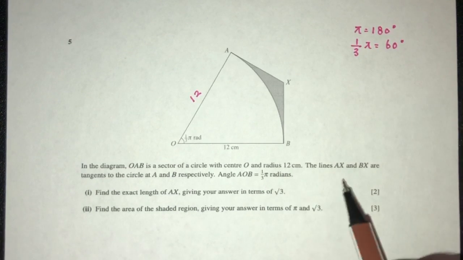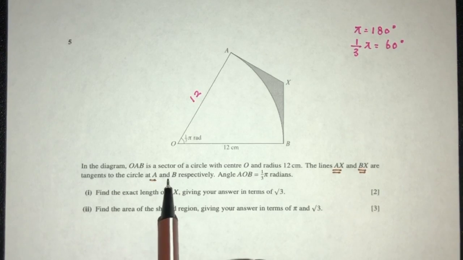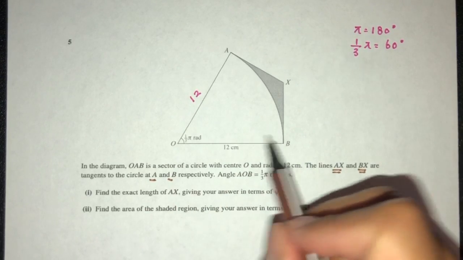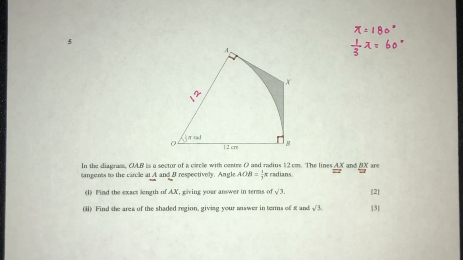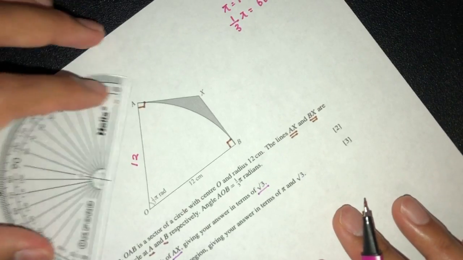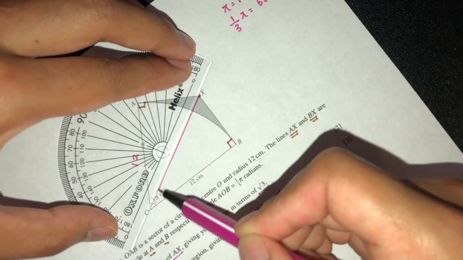Now let's move on. So the lines AX and BX are tangents to the circle at A and B respectively. Okay, so these two are tangent, as you can see here, they join with the center, which means this have to be 90 and this have to be 90. Okay, now part 1. We have to find the exact value of AX, giving your answer in terms of root of 3. Now where's AX? AX is this length. Now what we can do now, first thing first, we can try to break this down and see what can we use from this shape. So I can first break this down into half.